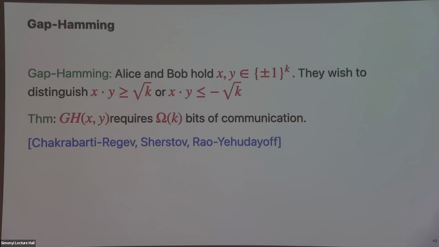So now let's talk about the spectral lower bound. So finally, gap hamming arrives a couple of slides too late. So what is gap hamming? Alice and Bob, they both have strings x, y in ±1 raised to k. And they want to know whether this inner product, x dot y, is greater than root k or it's less than minus root k, right? It's a promise problem. And even with this promise, somewhat surprisingly, it requires omega k bits of communication.